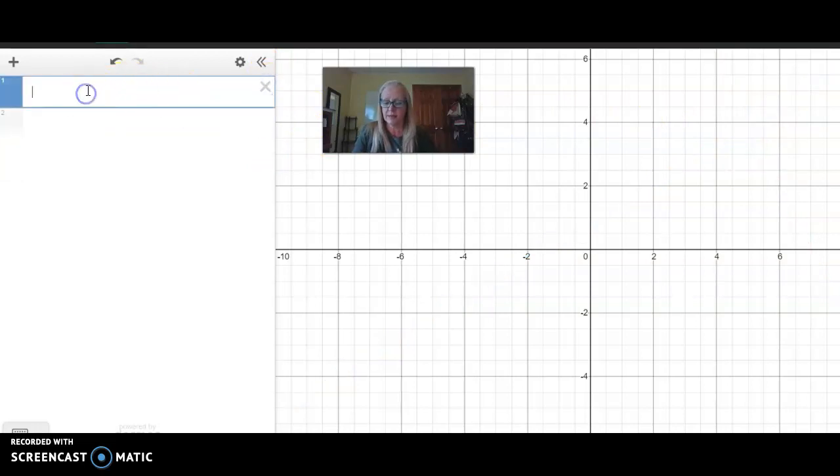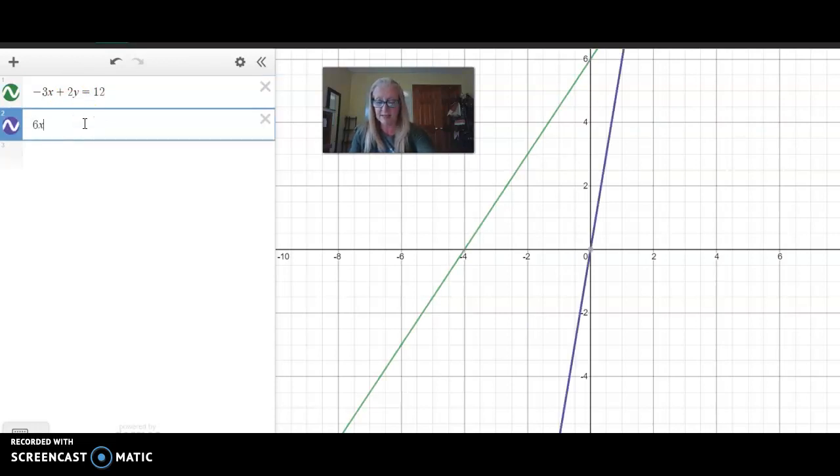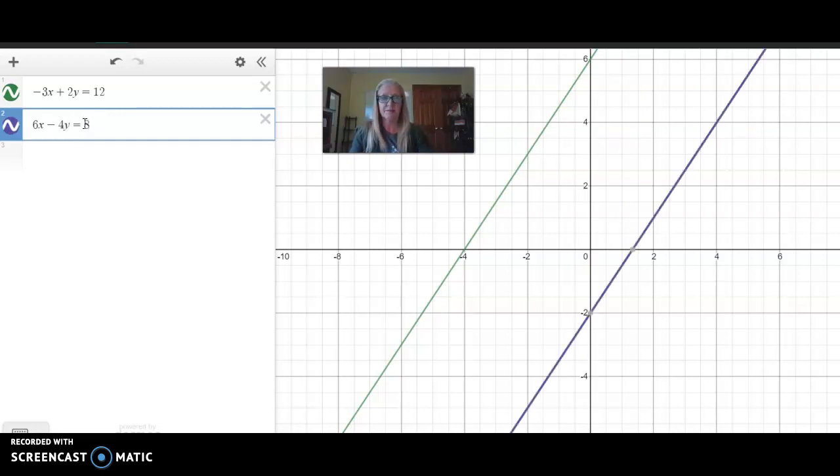Because, watch what happens here. With the old graphing calculators, you had to put the equation in slope-intercept form. With Desmos, it doesn't have to be in slope-intercept form. You can type it in any old form. So watch this, negative 3x plus 2y equals 12. Look at that, it does it all by itself. And then I have 6x minus 4y equals 8.